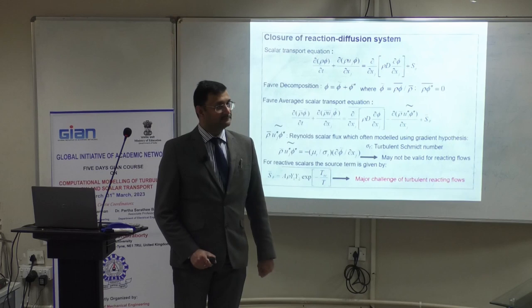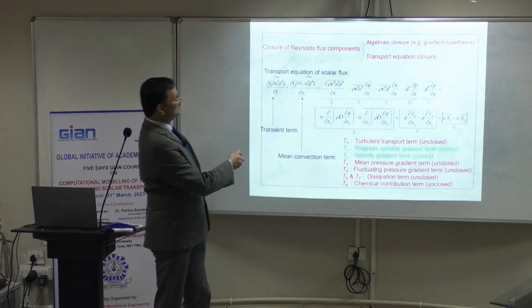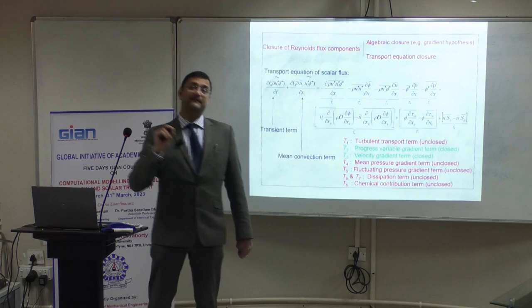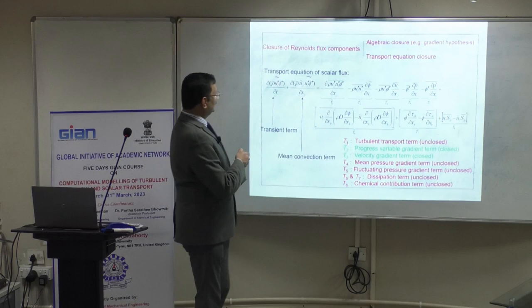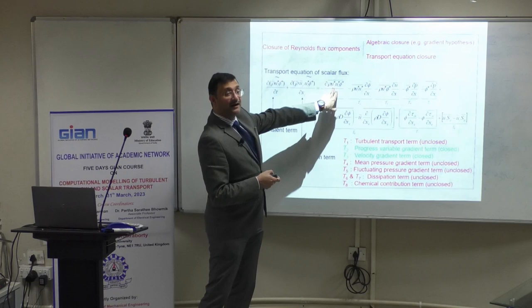But if you don't want to do that, you want to actually solve the transport equation. This has given rise to this term, which is unclosed. You can see, just like the Reynolds momentum flux, our scalar flux is also a second moment. It's a correlation between the velocity fluctuation and scalar fluctuation. But its transport equation has given rise to a third moment.